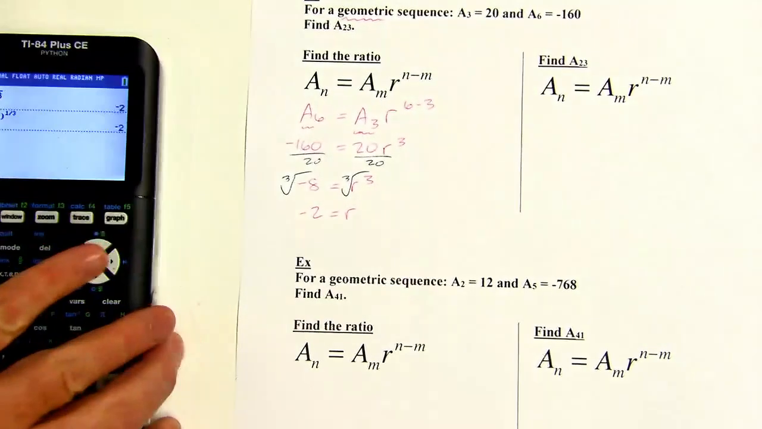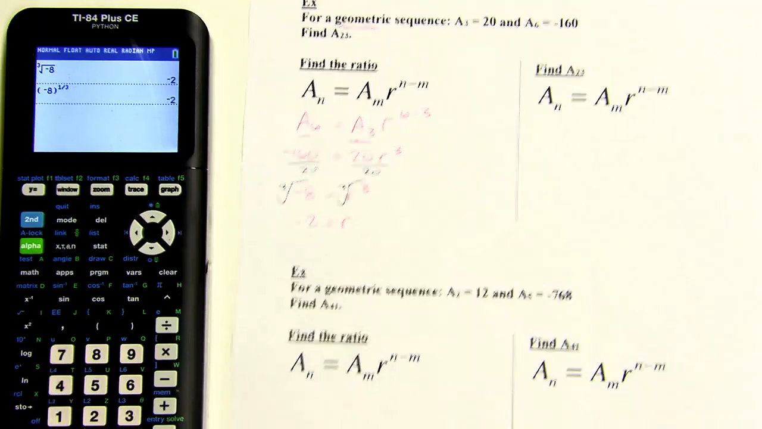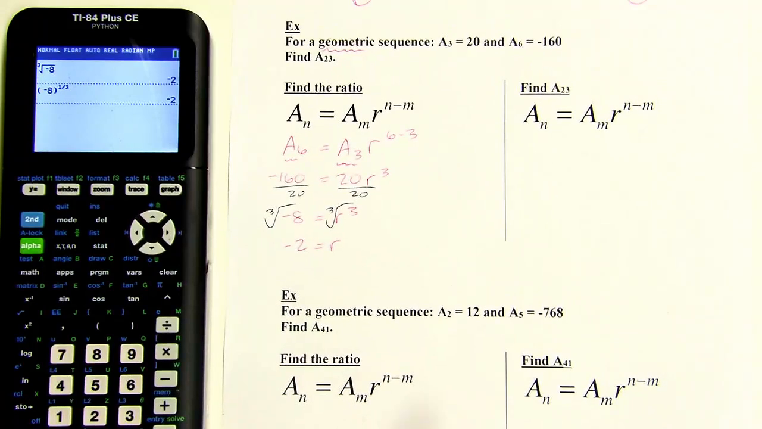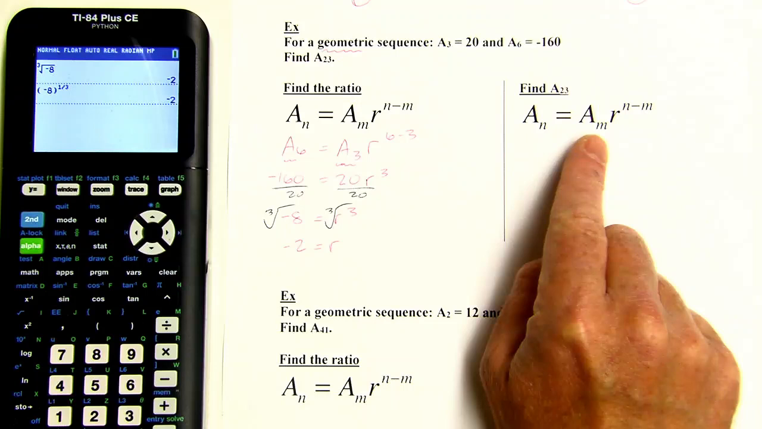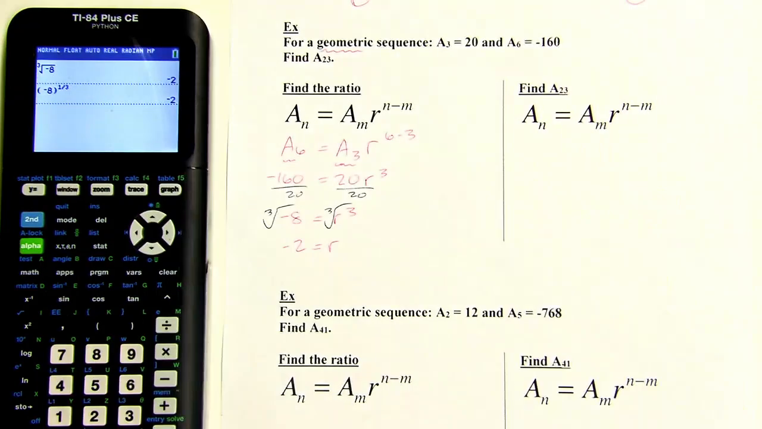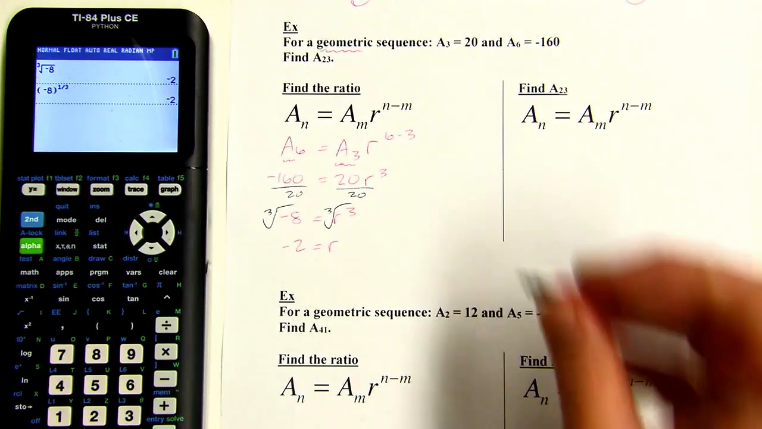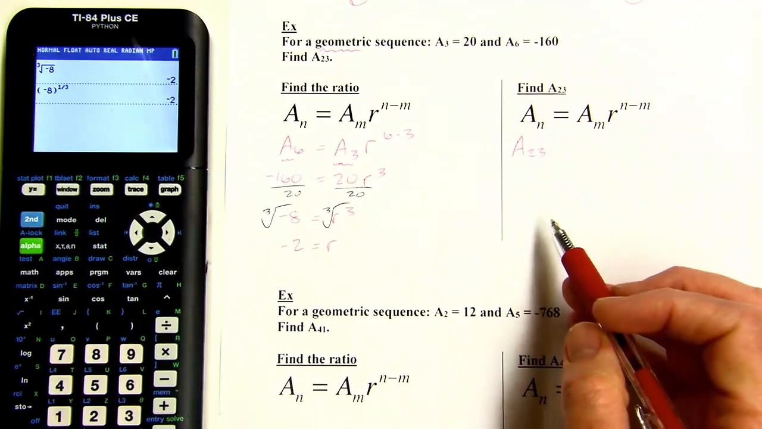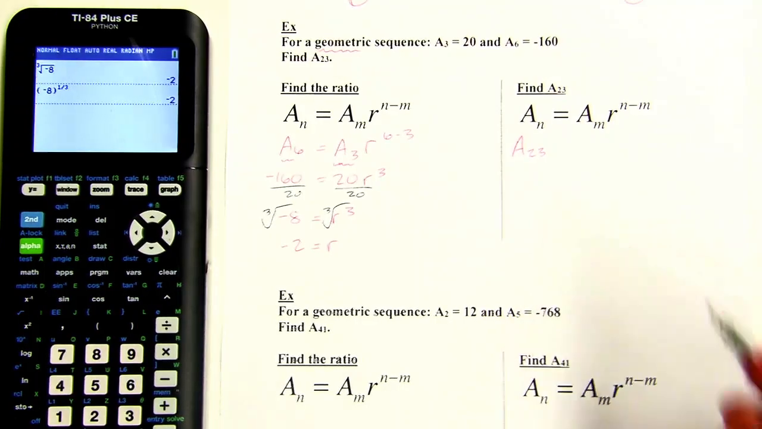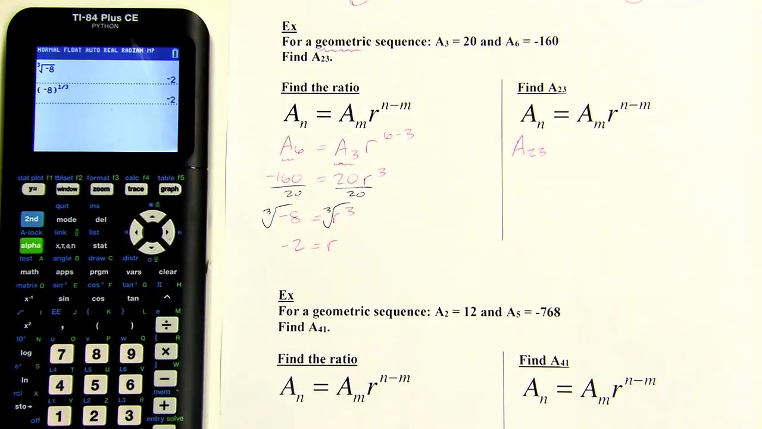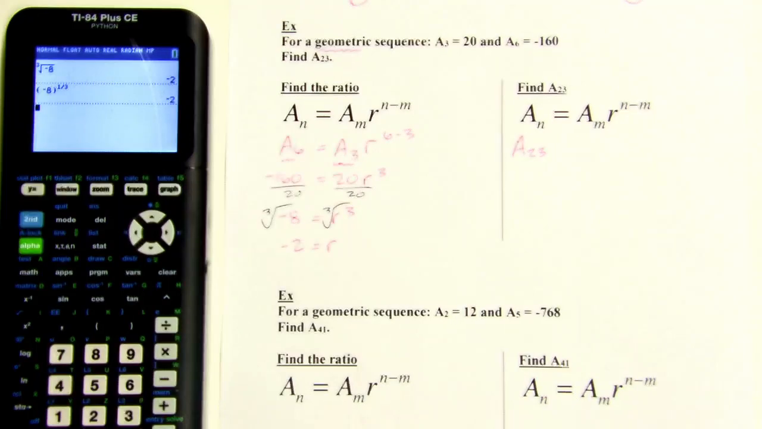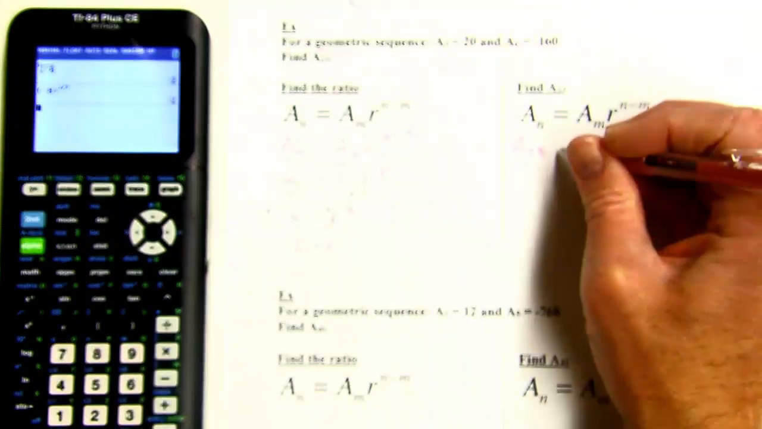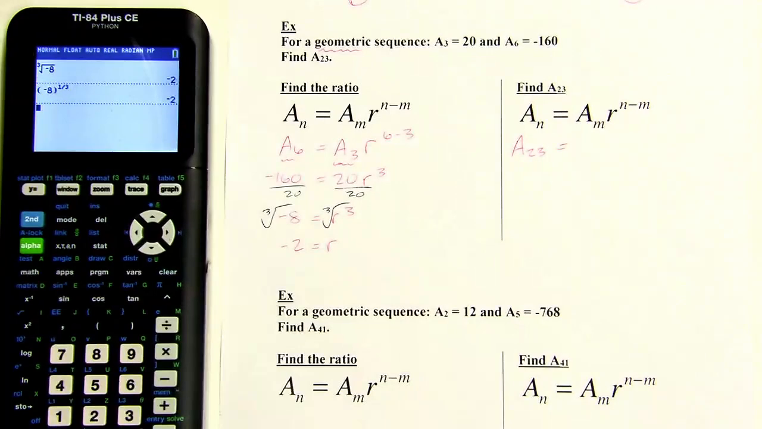Okay, so now that we got that, we can move on to the next part. So now we're going to find a sub 23. We're going back to the same formula, and I'm going to plug in a sub 23 in this slot so that I've already got that isolated. Okay. And then on the right side, I have to plug in one of my other terms here. Sorry about the focusing there.